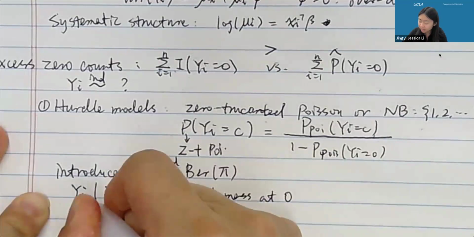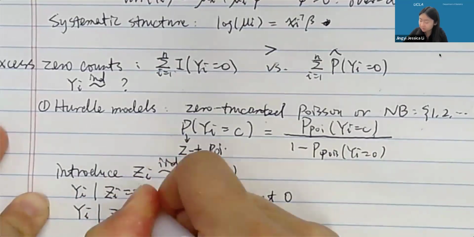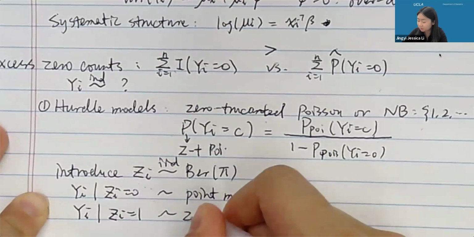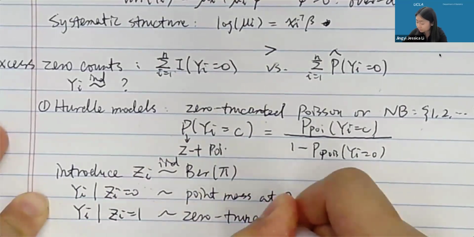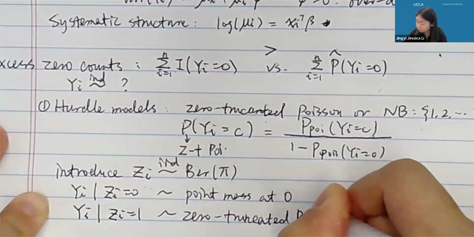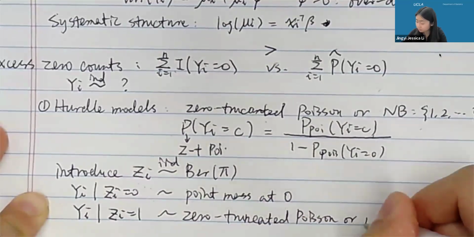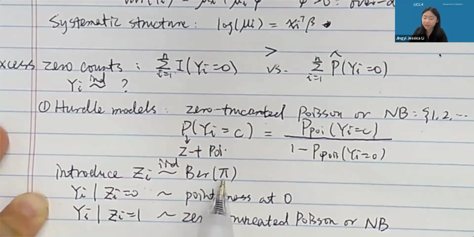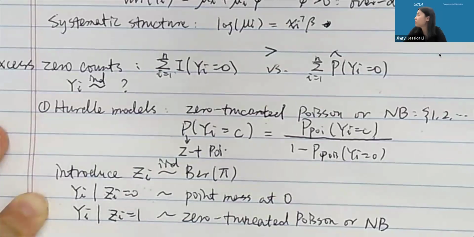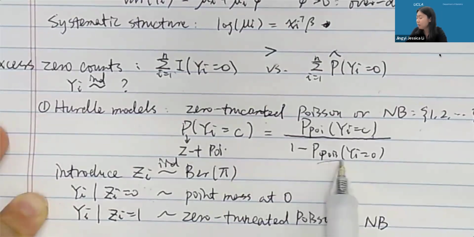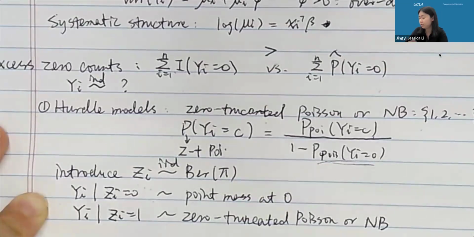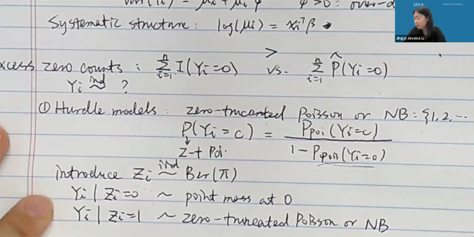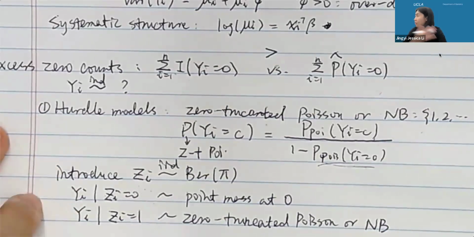And the second case is what if zi is 1? Then such yi will take the zero-truncated Poisson or negative binomial. The advantage of doing that is that you can change this probability value pi to introduce zero inflation, because this pi could be much bigger than the Poisson probability of y being 0. You can make it larger than that. So you see what this hurdle model means, or this kind of latent variable interpretation.